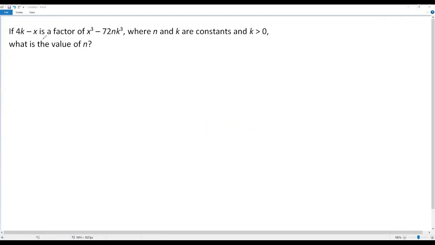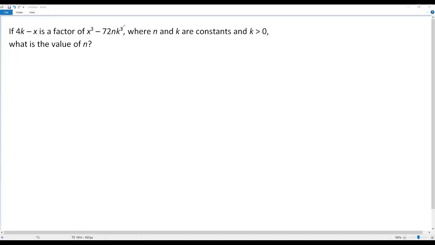If 4k negative x is a factor of x to the third power negative 72 n k cube, where n and k are constants and k is greater than 0, what is the value of n? Okay, here we have three alphabets k, x and n, and there is information that n and k are constants. Then the alphabet x has to be considered as a variable.